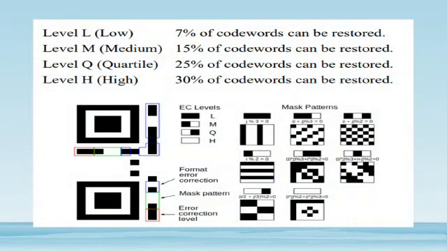So these are the 4 levels. As we saw on the previous slide, there are 4 types of level: low, medium, quartile, and high. Low is 7%, medium is 15%, quartile is 25%, and high is 30%. We can see this in the level diagram: low, medium, quartile, high. These are the mask patterns, which work based on mathematics.